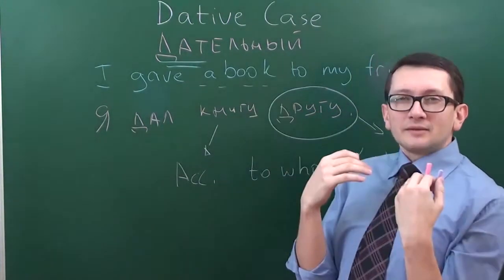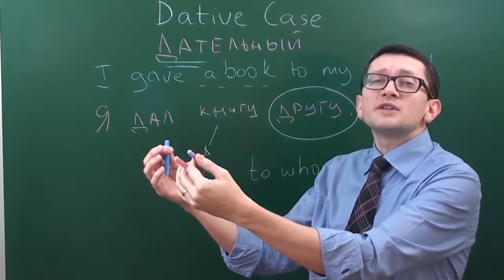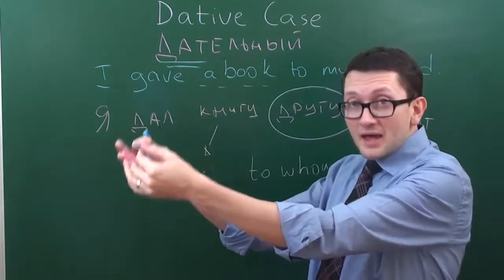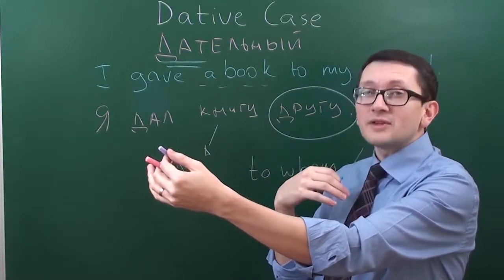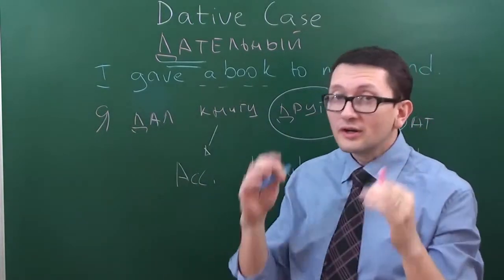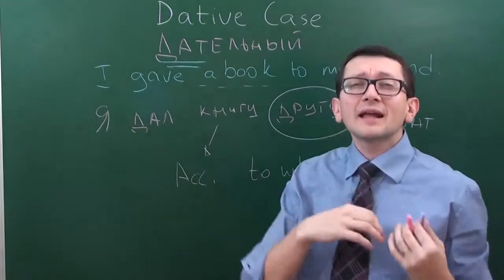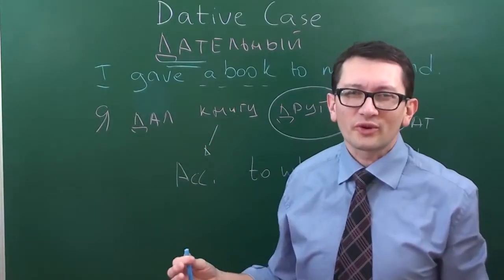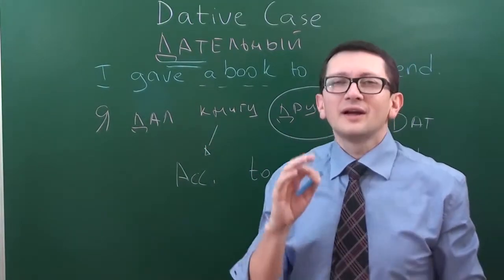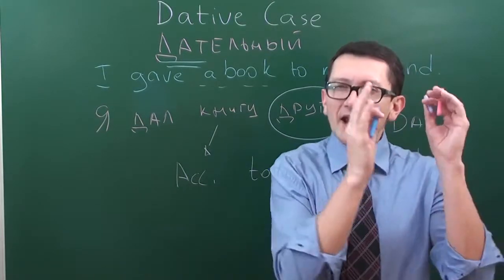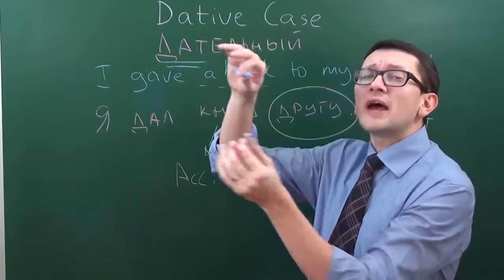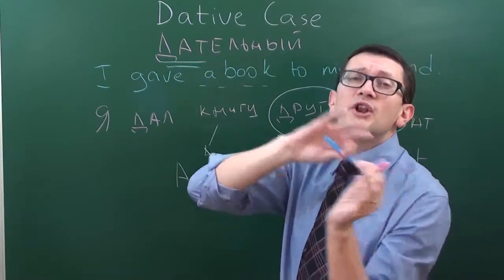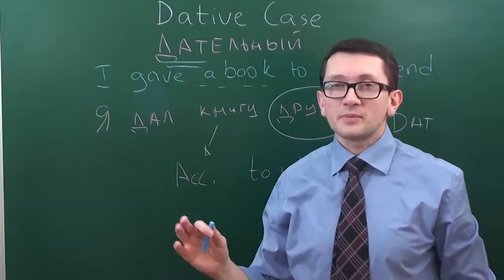Он дает мне книгу. He gives this book to me. Он дает мне. Я даю тебе. Or I am giving this to you. Or я даю ей. Я даю ему. Я даю им. Они дают мне. And so on and so forth. So it is all dative case. An action directed to another subject of the sentence, or another person, or another thing. So this is the recipient.